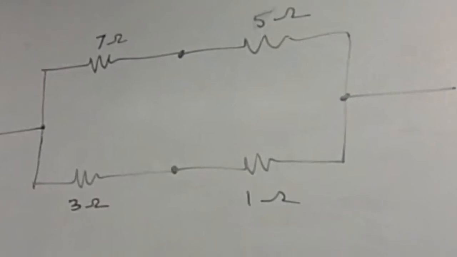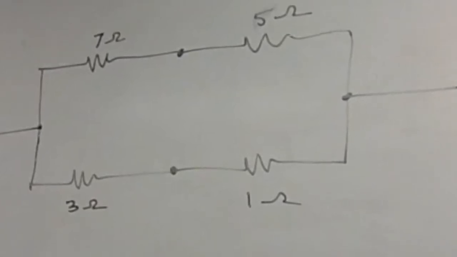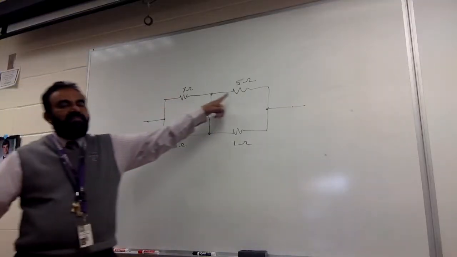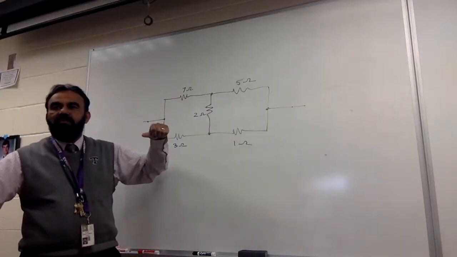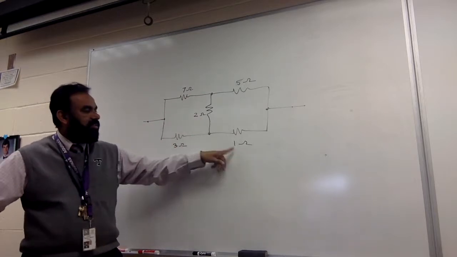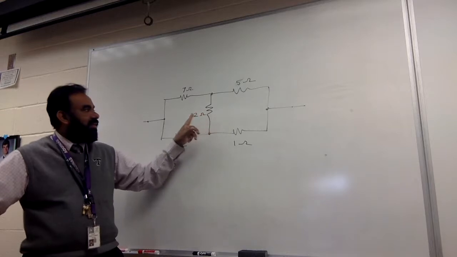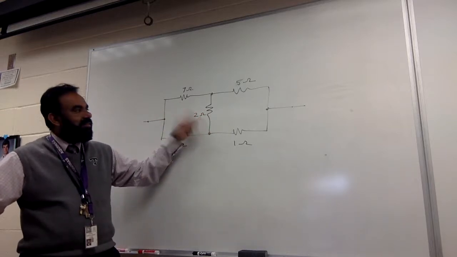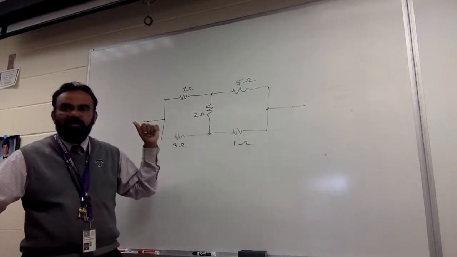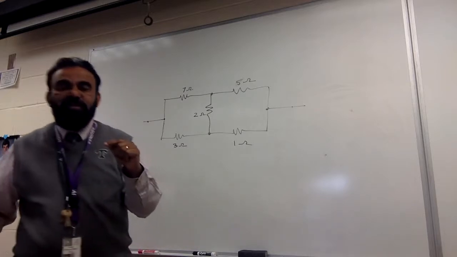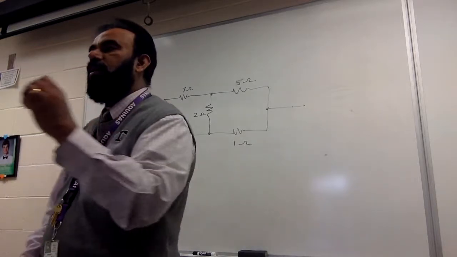Now making some modification, tell me what the answer is. Are 7 and 5 in series? Why do you say no? Because there's some branching here. Are these two in series? No, because there's a branching here. Are these two in parallel? No, because there's something in between here. Are these two in parallel? No, there's something here. So you cannot figure out a single series or parallel combination.